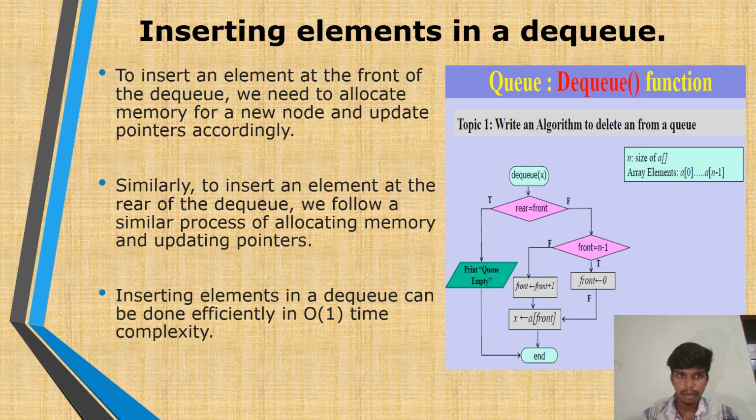Inserting elements in a DQ. To insert an element at the front of the DQ, we need to allocate memory for a new node and update pointers accordingly. Similarly, to insert an element at the rear of the DQ, we follow a similar process of allocating memory and updating pointers. Inserting elements in a DQ can be done efficiently in O(1) time complexity.